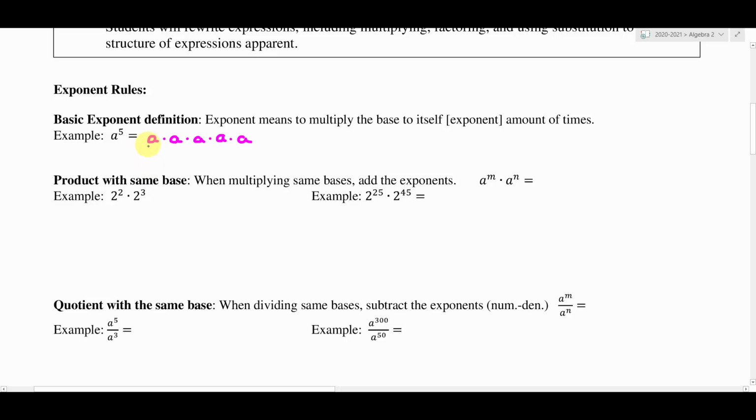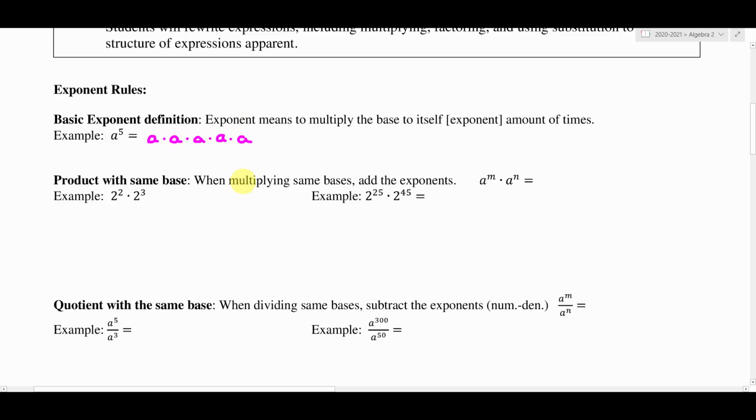If I had a to the second power, then I would have a times a, right? So I'd have 2 multiplications of a. If it were an exponent of 3, then I would have 3 multiplications of a. So this exponent tells you how many times you're multiplying that base by itself.